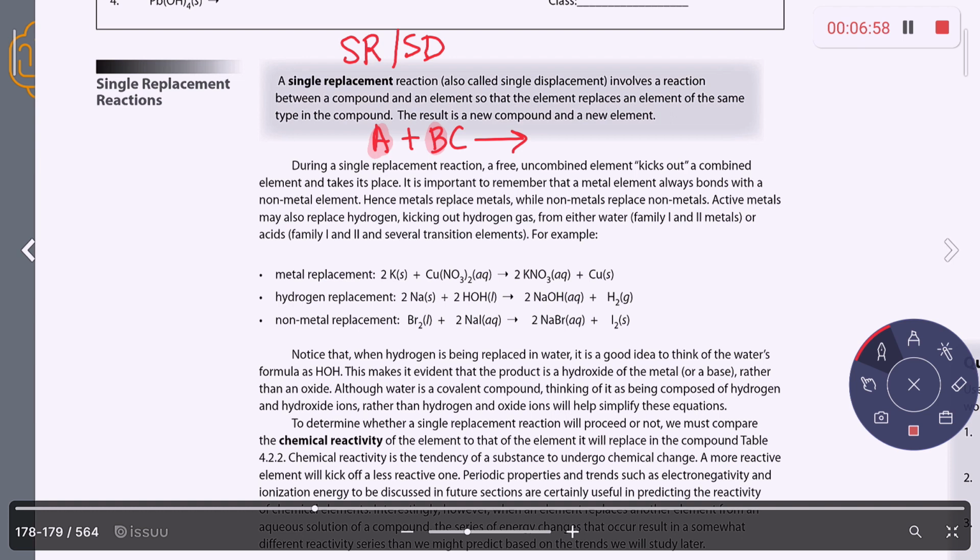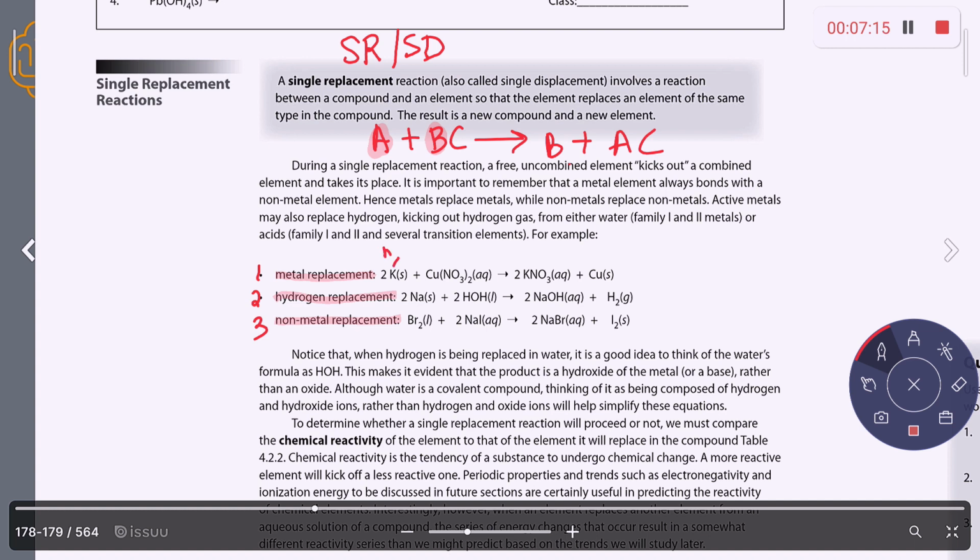They switch places, you kick one of them out, and you make a different compound. Technically, there are 3 different types of single replacement reactions: metal replacement, hydrogen replacement, and non-metal. So let me go over these briefly.